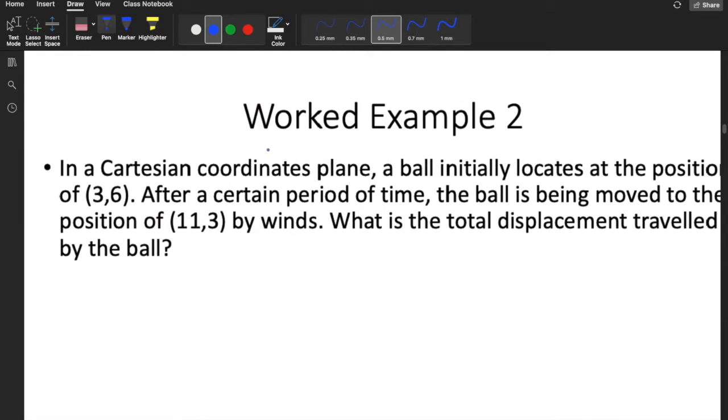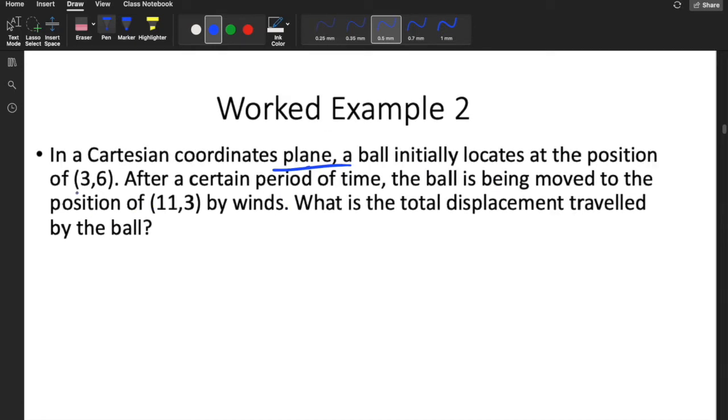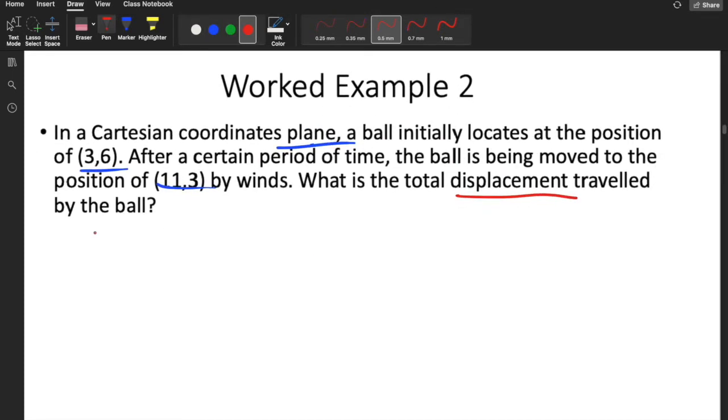All right, so here's a more complex question. In the coordinate system plane, a ball is initially located at the position of 3, 6. After a certain period of time, the ball is moved to the position of 11, 3 by wind. What is the total displacement traveled by the ball?